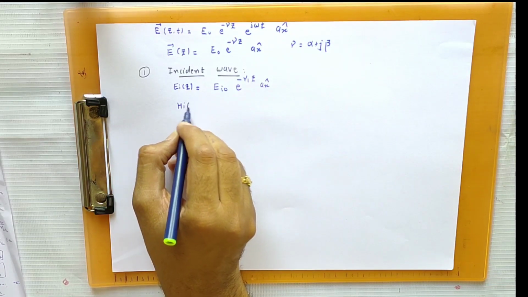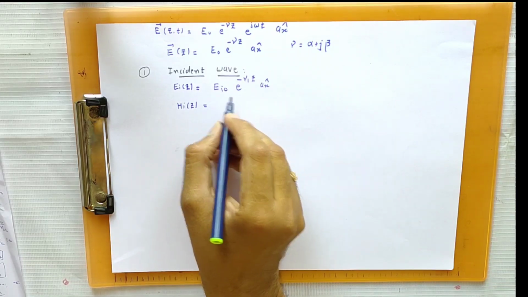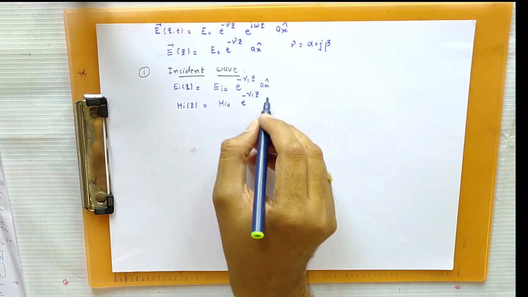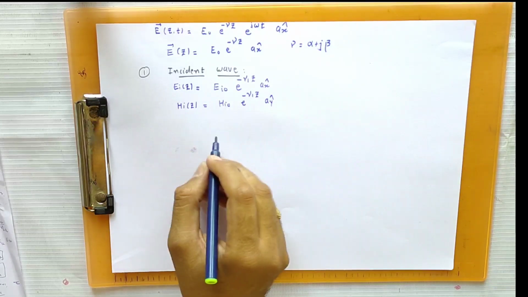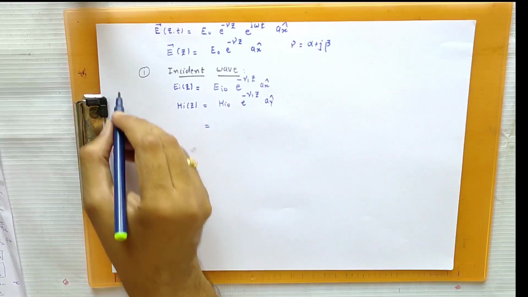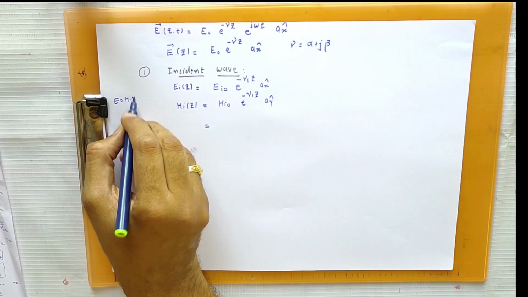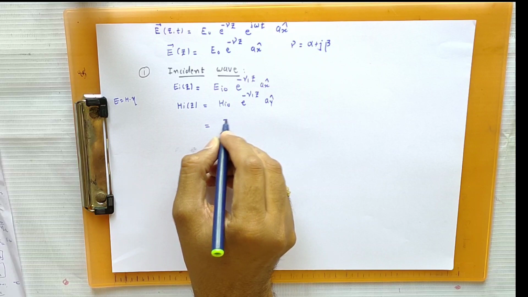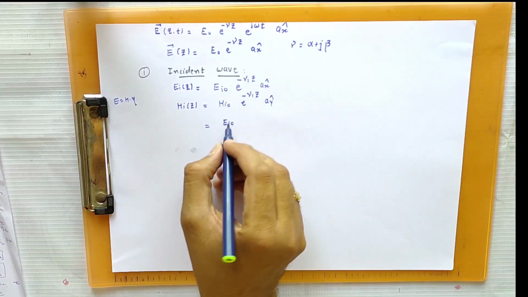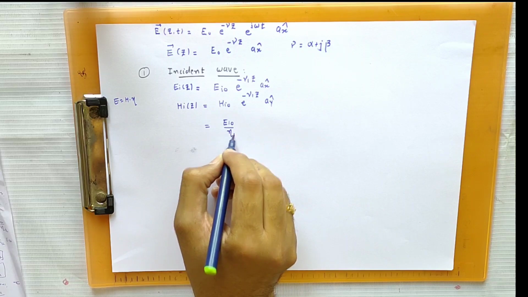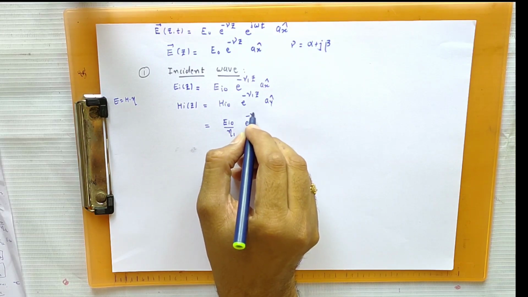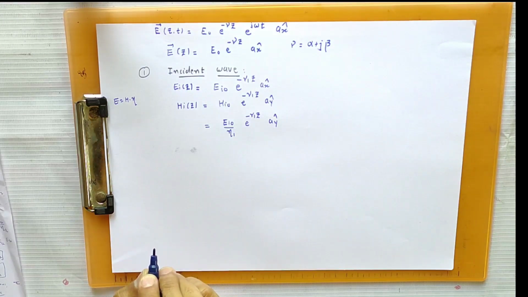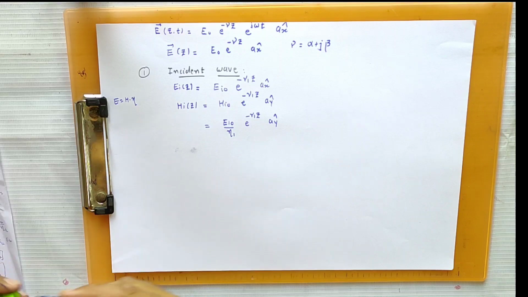What about H_I of z? H_I of z is H_I0 e raised to minus gamma 1 z. The direction of H is the y direction. We know that E equals H into eta, where eta is the intrinsic impedance of the medium. So we can write H_I of z in this way also: E_I0 divided by eta 1, e raised to minus gamma 1 z, into a_y. Clear? So this is the equation for the incident wave.